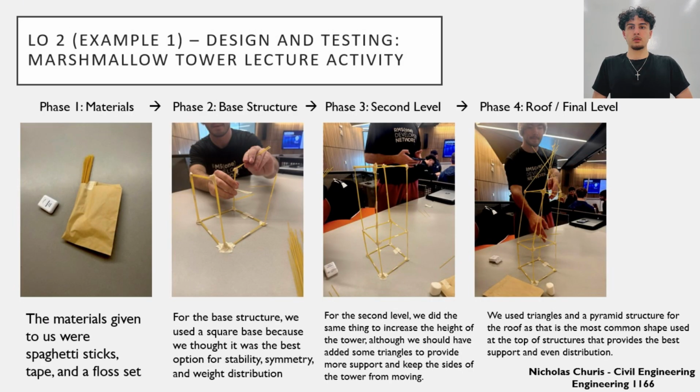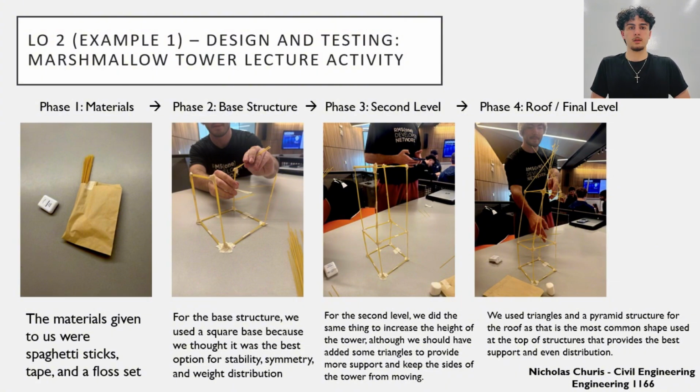My first example for learning objective 2, I used the marshmallow tower activity we did in lecture. They gave us spaghetti sticks, tape, and a floss set. For the base structure, we did a square base because we thought it would offer the best stability. And then for the second level, we did another square base to increase the height of the tower because that was the goal of the activity.